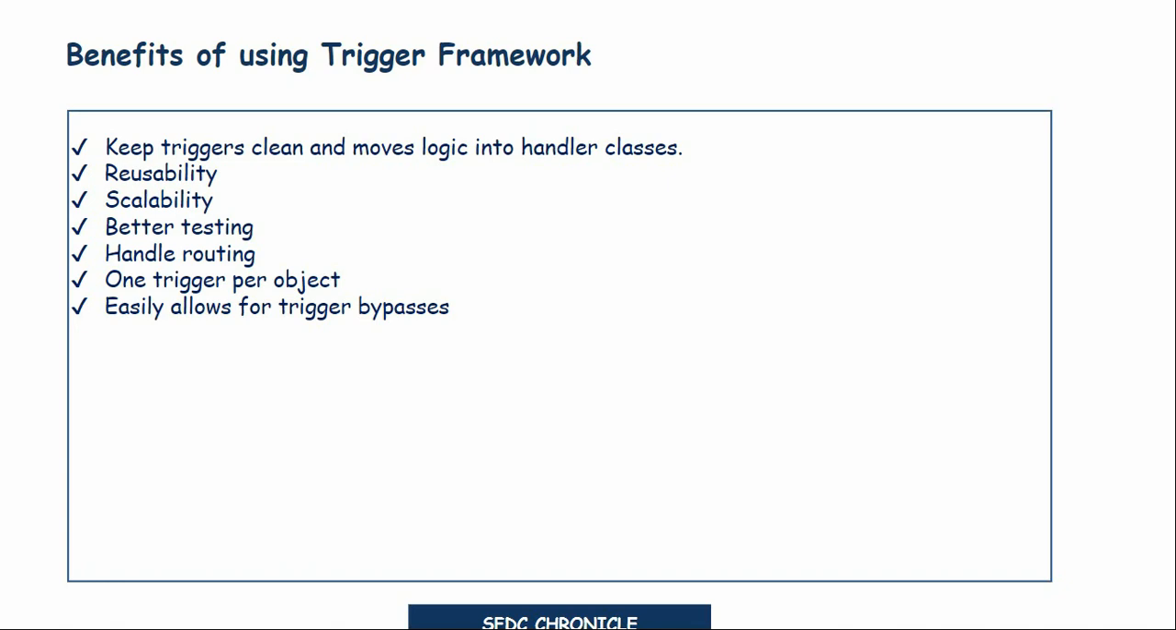Single trigger per object. You avoid common problems caused by having multiple triggers on the same object, such as unpredictable order of execution. You can think of a trigger framework like an L1 support team. Instead of the product team handling every issue directly, the L1 team analyzes the issue and routes it to the appropriate team for resolution. Similarly, the trigger delegates work to the right handler based on the context.